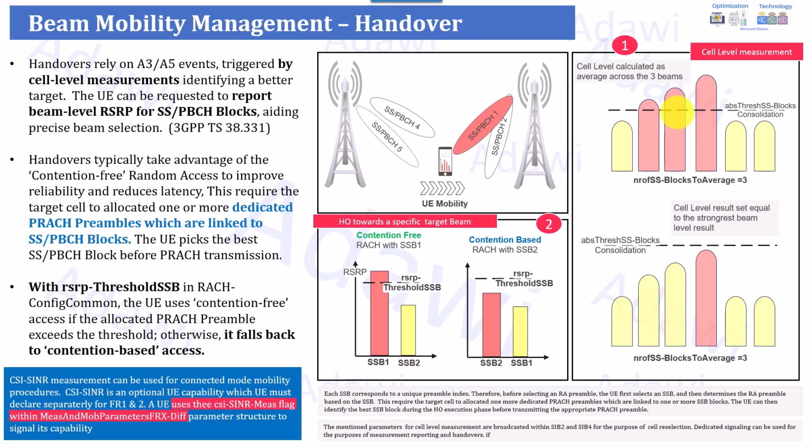But what if the user was not configured with any of these two parameters as cell level measurement information, or none of the beam level measurements exceed this particular threshold, as the second example? First of all, maybe these parameters will not be delivered at all to the user, or maybe none of the beams will achieve the threshold. So in this example, what will happen? Just the strongest beam will be selected, and this will be considered as the cell level measurement, and this will be included in the measurement report which is going to be sent from the UE towards the GNB.